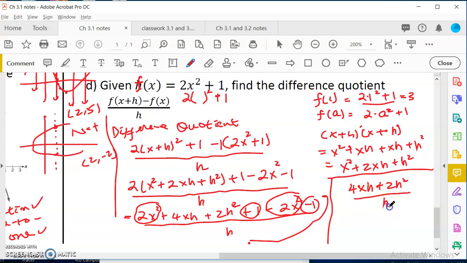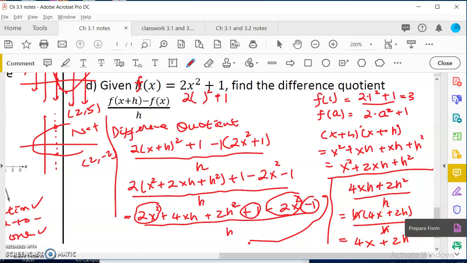Now, if I divide this, I need to factor, right? So I can divide them individually. I have to factor the h out. So actually 4x plus 2h. Yeah, there's more you can factor out, but my intention is just to cancel the h. So I factor it, so I can cancel the h. Then now it's cancelled. My answer is 4x plus 2h. That's the answer.